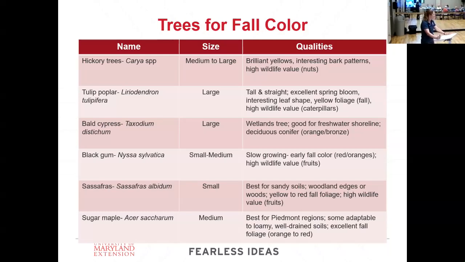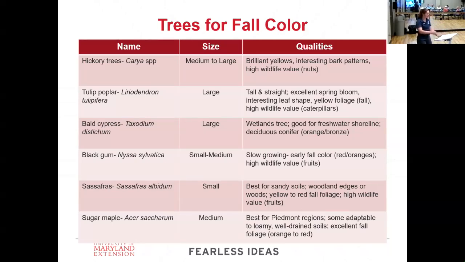But black gum is great too, and they turn at the earliest, at the beginning of the fall, or even August and September, that's when it starts to change color. So it's like the first tree that starts to change, and to me, that's the signal of fall. I always like it.